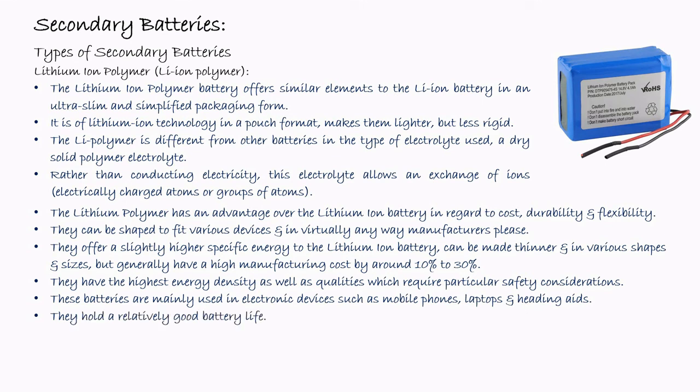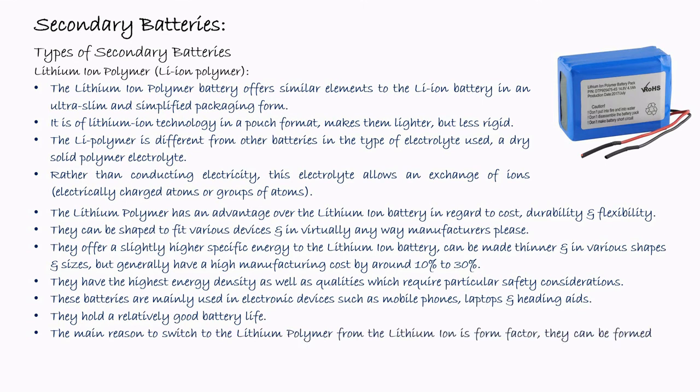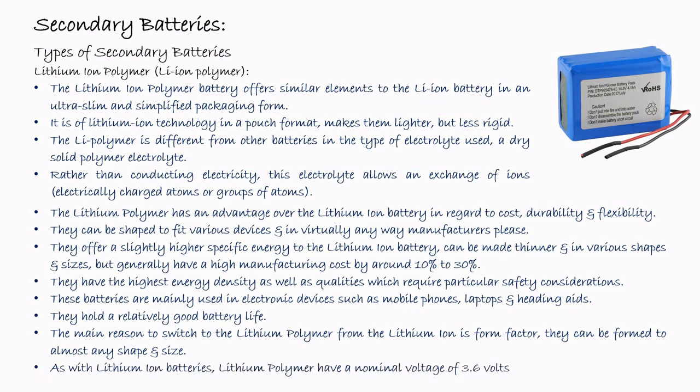They hold a relatively good battery life as compared to the lithium ion battery and any other secondary batteries. The main reason to switch to lithium polymer from lithium ion is the factor that they can be formed to almost any shape and in any size. As with lithium ion batteries, lithium polymer has a nominal voltage of 3.6 volts.